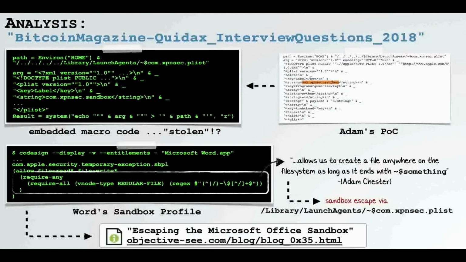So when I was analyzing this document, I said, okay, this code looks very familiar. I read Adam's blog and posted it on my site. And it turns out that the attackers had likely also read this blog and took Adam's code verbatim, 100% copy and paste, and embedded it into their Office document. So this would mean that on unpatched systems, they would be able to break out of the sandbox and cause more havoc, more mayhem.